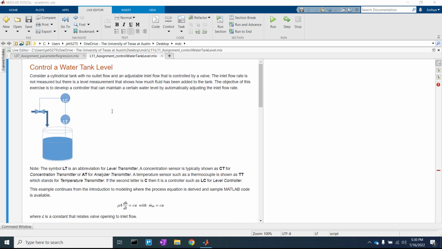All right, this assignment takes a subject we discussed before, which is a tank with water coming in. Now we're going to apply what we know about P-only controllers, proportion-only controllers, to control the level of the tank.